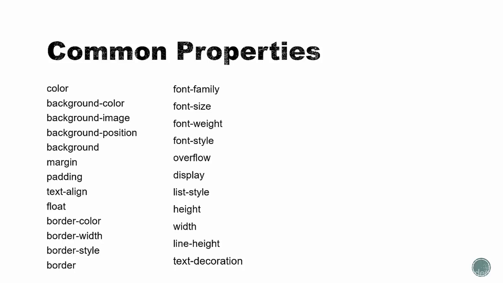Overflow, which has to do with keeping the content in your element. Display, you can display as inline, as block, or as inline block. List style will help you remove things like bullets from lists. Height and width. Line height, which has to do with the space between lines. And then text decoration, which you can use to remove the underline in a hyperlink. All right, so those are just some of the common properties that we'll be using.